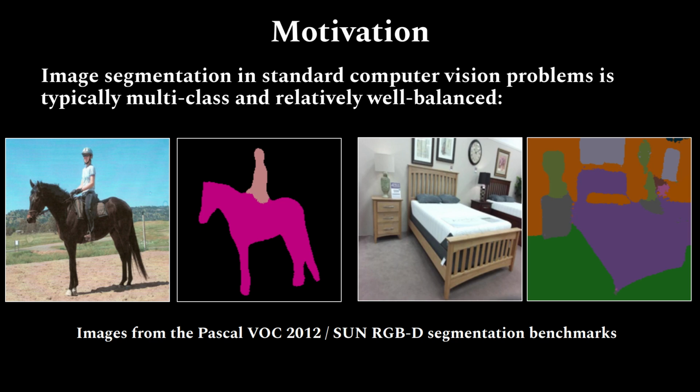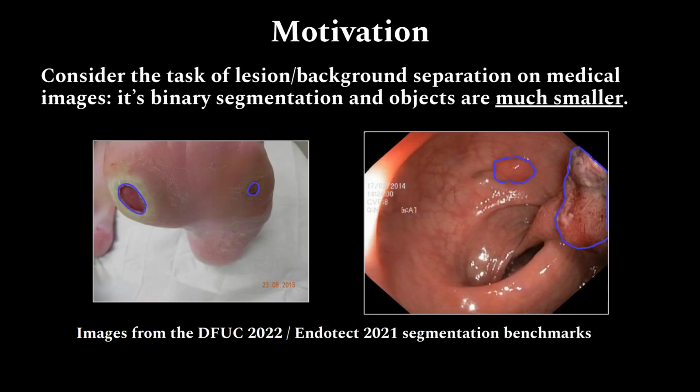Now, if you open a generic computer vision image segmentation paper, you will find datasets that all have lots of categories, and each class tends to appear in a picture in a relatively well-balanced manner, like each category is well represented. It's not the case for medical imaging.